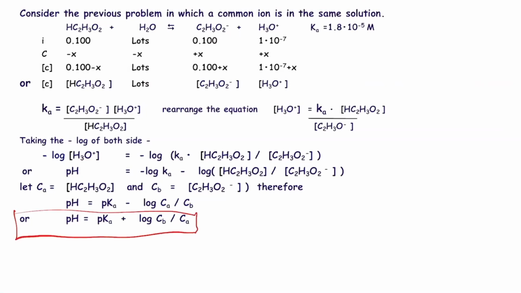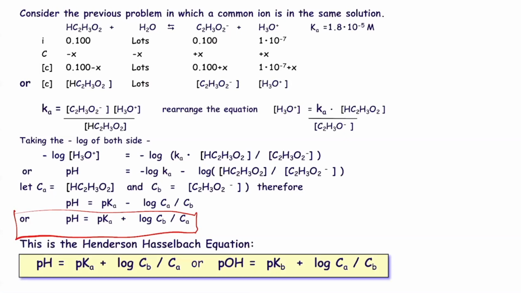Conjugate base, Cb, or AC minus if we're talking about acetic acid, over the conjugate acid. They have to be conjugate pairs. What are conjugate pairs again? They're chemicals that differ by one hydrogen. If they differ by two hydrogens, they're not conjugate pairs. So keep that in mind. Here's the equation that you will use.